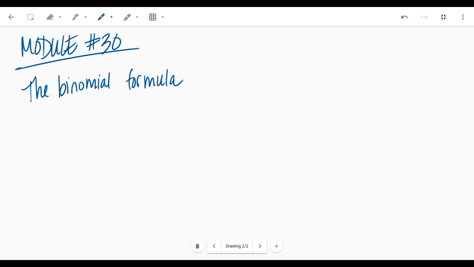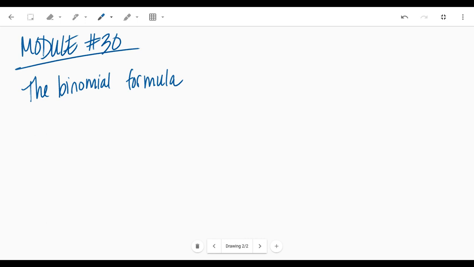Okay, our last topic and our last module. This one is kind of a different one, but it's a formula that once you know it, it's pretty easy to use. So I'm going to write the binomial formula first.